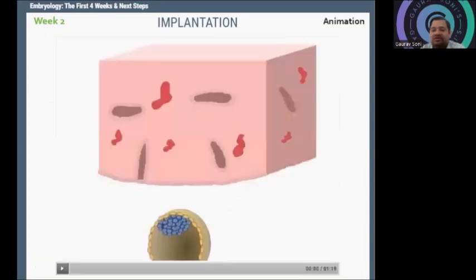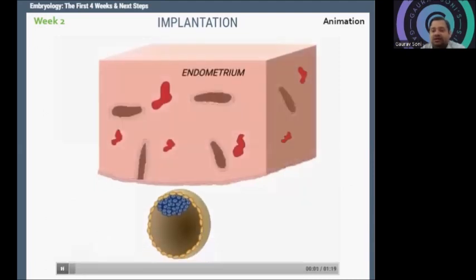Next, we'll see an animation of implantation. You can see slowly in the video, first of all it moves towards the endometrium. There are blood vessels engorged with blood, endometrial epithelium, then embryoblast cells, trophoblast, and the blastocyst cavity. These are already present at this particular stage.